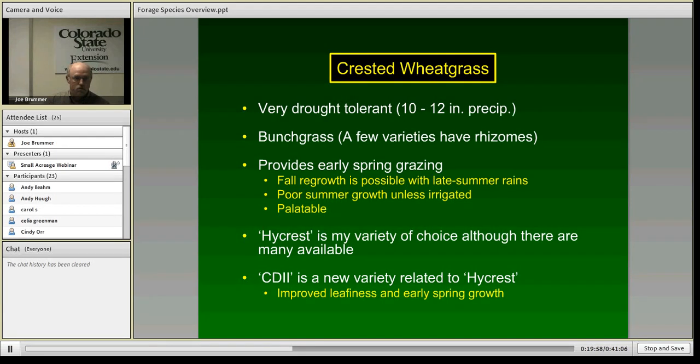It's probably a better grazing species than a hay species. But once you graze it or hay it off in the spring, it tends to not regrow. It pretty much goes dormant during that hot part of the summer. I really like the high crest variety. It's a leafy variety and comes on early in the spring. Pretty good forage producer.